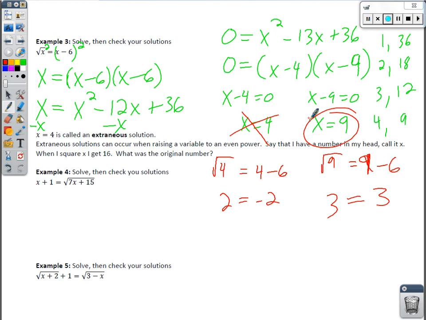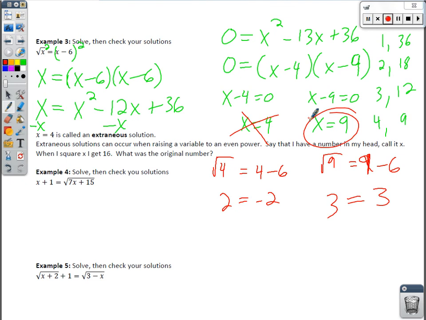So when this happens, we call this an extraneous solution with 4. So 4 is an extraneous solution. It's something that looked like it was going to be a solution, but when we checked it, we found that it wasn't actually a solution. Let me try to give you a conceptual understanding of why this happens.